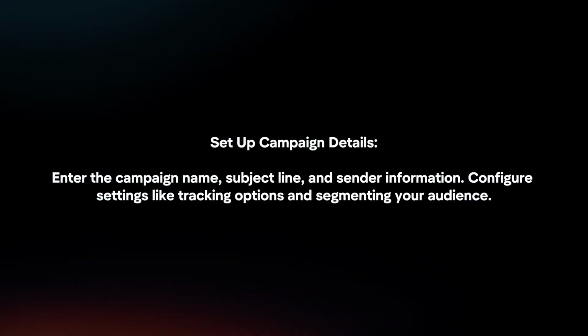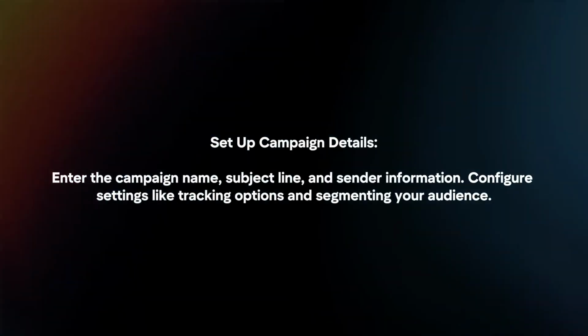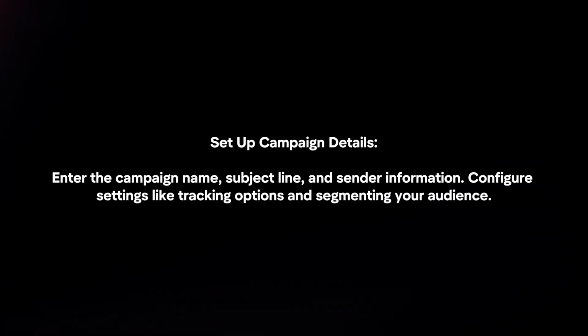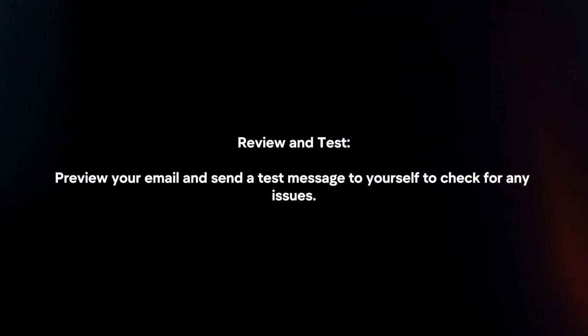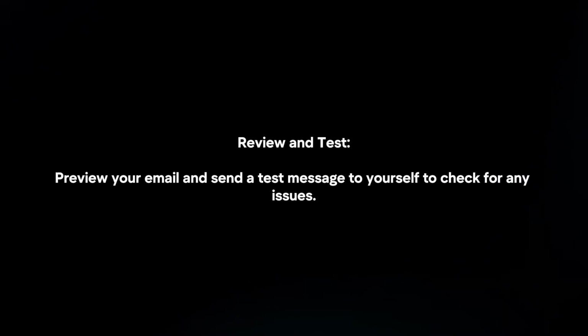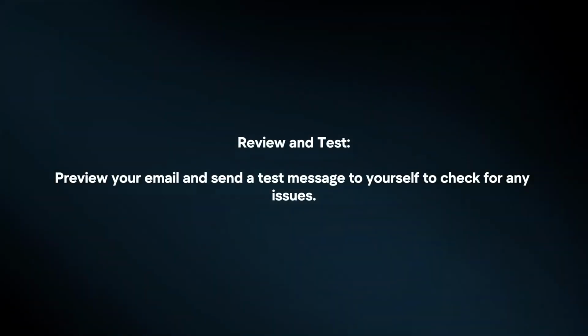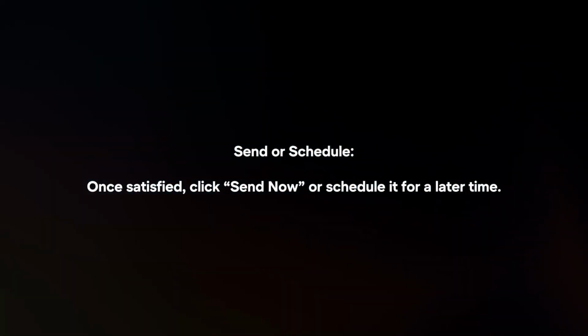Set up campaign details. Enter the campaign name, subject line, and sender information. Configure settings like tracking options and segmenting your audience. Review and test. Preview your email and send a test message to yourself to check for any issues. Send or schedule. Once satisfied, click Send Now or schedule it for a later time.